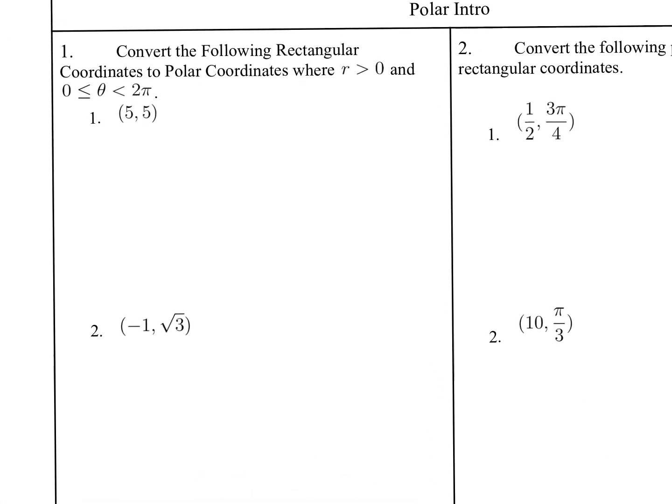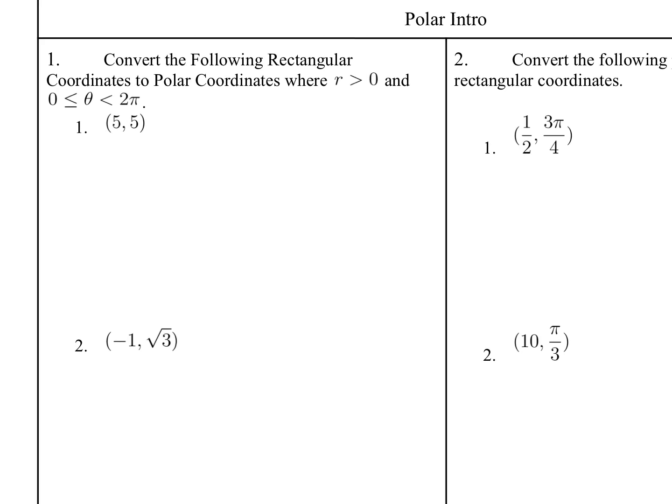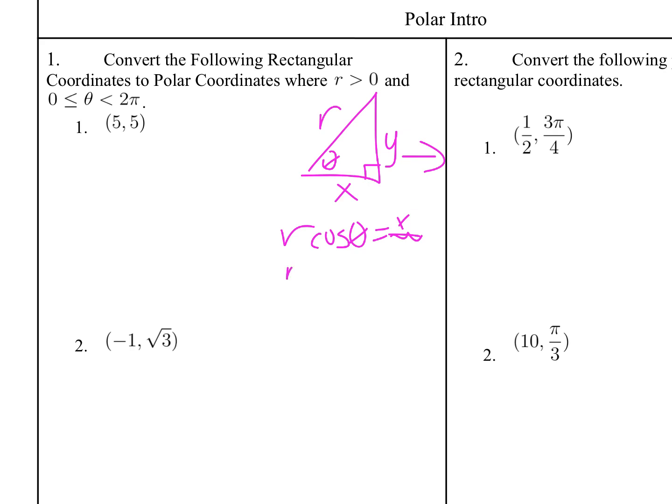Convert rectangular to polar. So this is x comma y. I like to draw my little picture. I got theta here. I got x here and y here and r here. So the cosine of theta is x over r, so r cosine theta is x. That's going to be more useful over there, I guess. But I also know the sine one, so r sine theta is y.